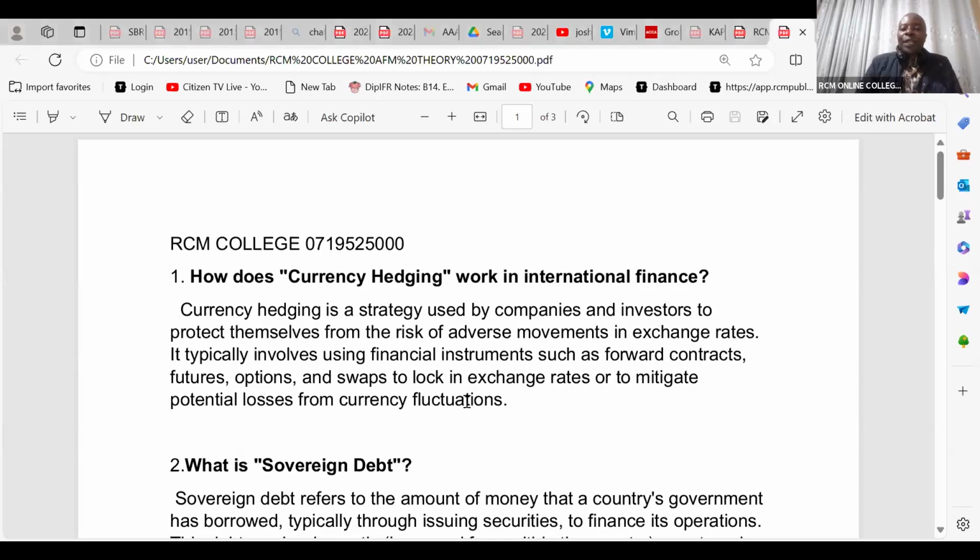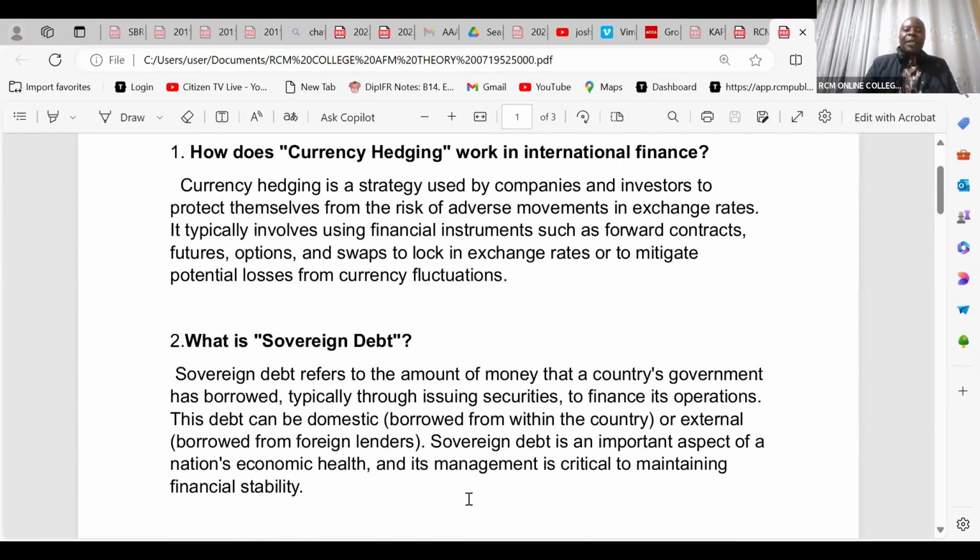So what is a sovereign debt? Of course, Kenya is an independent country. So it means that it can own its assets in its name. It can borrow in its name. When you talk of sovereign debt, it refers to the amount of money that a country's government has borrowed, typically through issuance of securities to finance its operations. This debt can be domestic, borrowed from within the country, the one that we borrow by using our bonds. We float bonds in the market here, treasury bills in the market here.